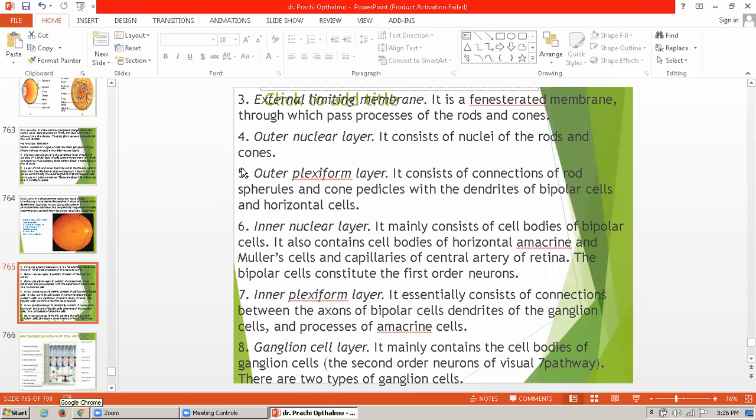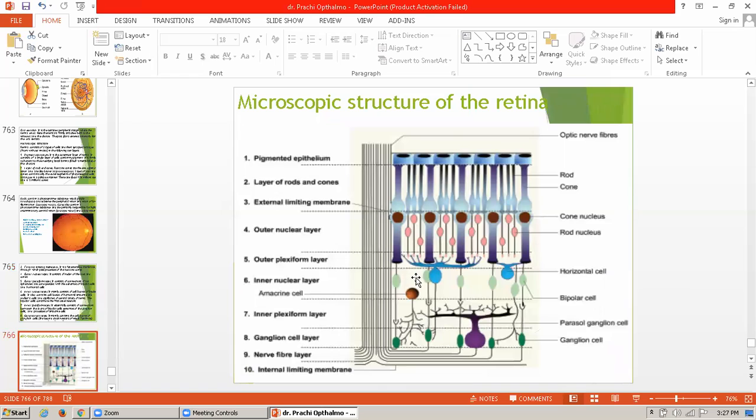Then the inner nuclear layer. It mainly consists of cell bodies of the bipolar cells, and it also contains the cell bodies of horizontal, amacrine and Muller cells, and the capillaries of the central artery of the retina. The bipolar cell constitutes the first order neuron. So this is the inner nuclear layer.